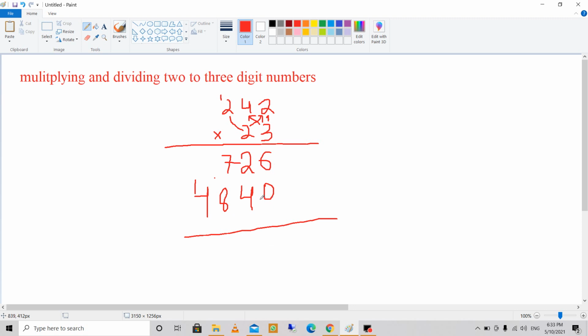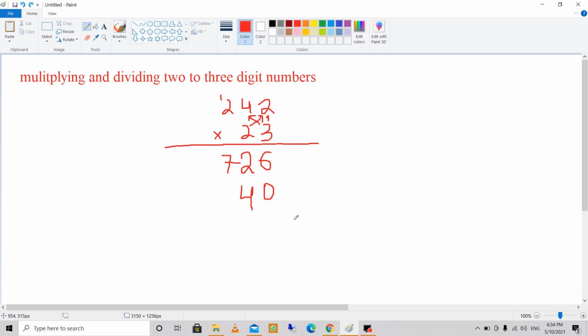So now we have to add these two numbers. Addition is very simple. 6 plus 0 is equal to 6, 4 plus 2 is equal to 6, 8 plus 7 is equal to 15, and we have to carry 1 over here, and 4 plus 1 will be equal to 5. So the answer for this will be 5566.